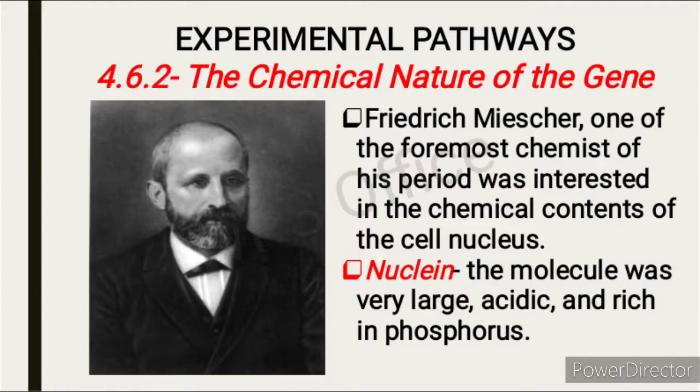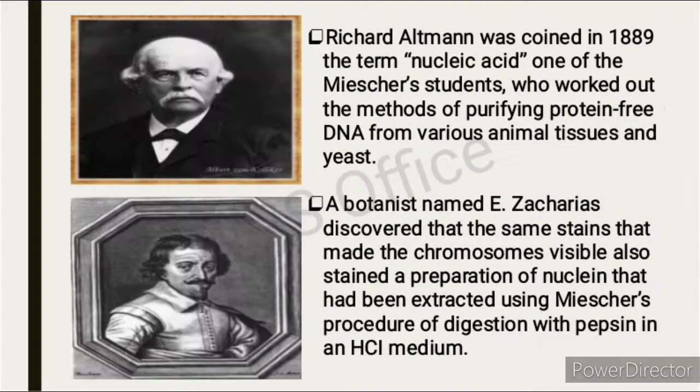After his year, Miescher returned home to Switzerland, while Hoppe-Seyler, who was skeptical about the findings, repeated the work with the results confirming them. Miescher published the findings in 1871. In fact, these were the first preparations of relatively pure DNA. The term nucleic acid came from Miescher's students, who worked out the methods of purifying protein-free DNA from various animal tissue and yeast.